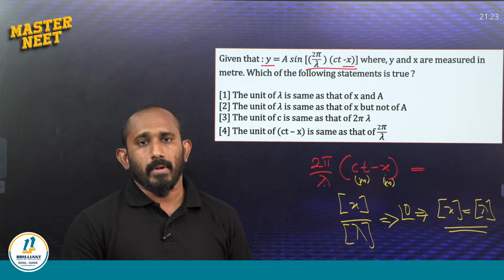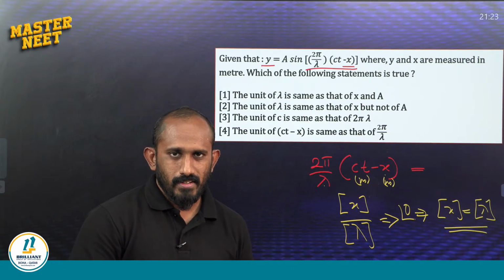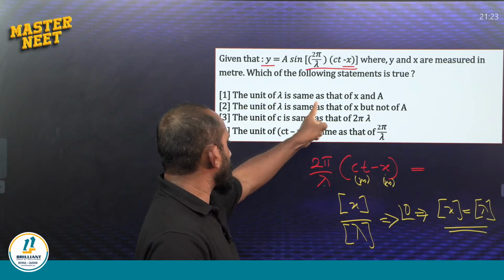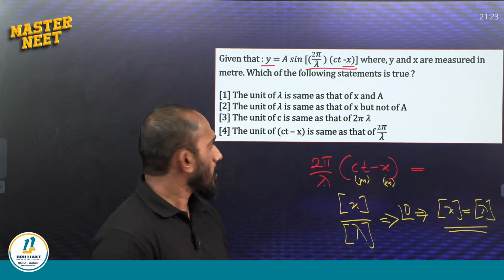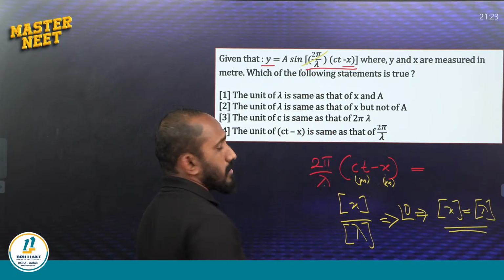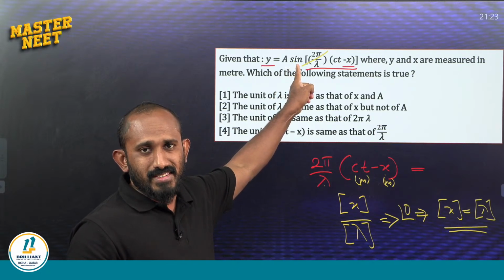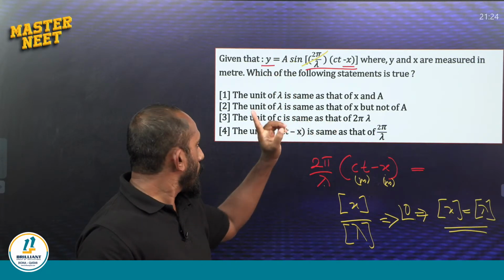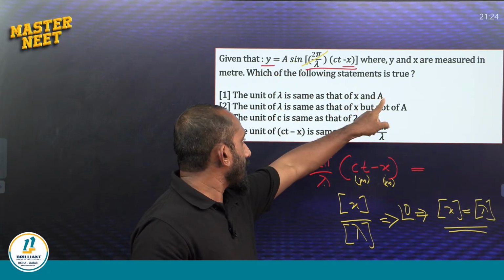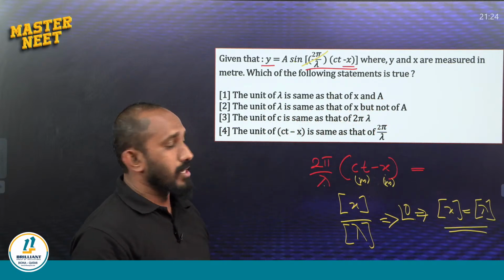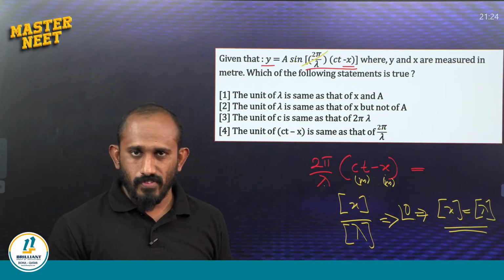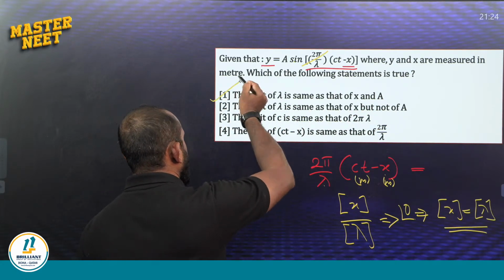So x is equal to lambda. Is it fine? So the dimension of lambda is the same as that of x. Sure. So this term, okay. Then what is there? Sine has no dimension. Then y and a should have the same dimension again. So y, x and a all have the same units. Is that fine? So option 1 is the correct answer there.